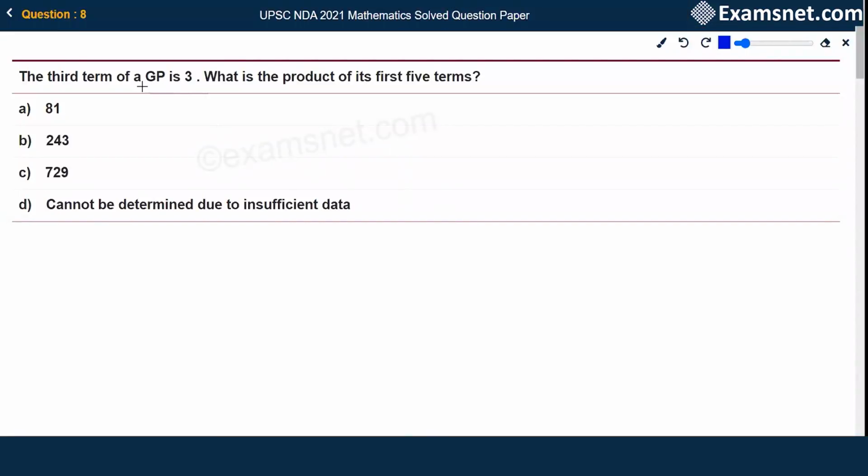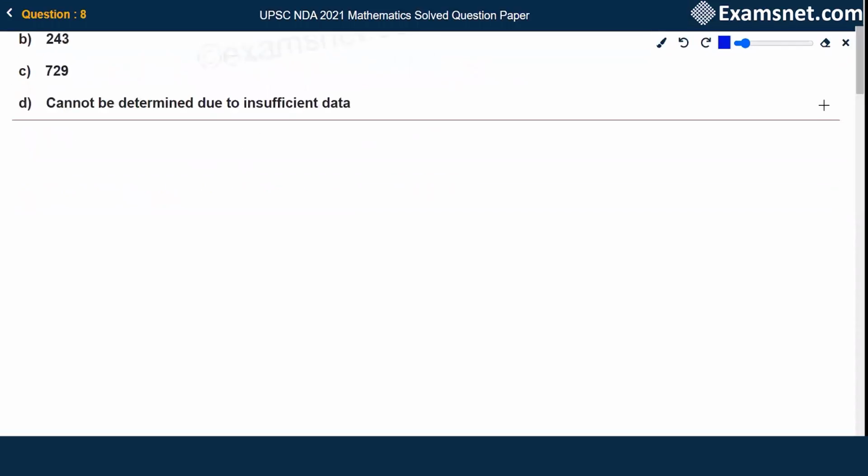Question number 8 states that the third term of a GP is 3. What is the product of its first 5 terms? Okay, so here we're going to talk about GP, meaning geometric series. So let me first give you a small introduction about geometric series.